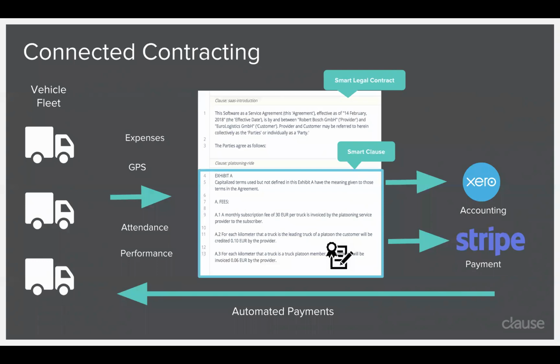So in this scenario, the contract is talking to the accounting system, which is Xero in this case. And when the contract needs to make a payment between the contracting parties, it's using Stripe as the payment mechanism. So that's, in a single slide, the high level overview of the platform. And this notion of the smart clause is something Matt will revisit in his demo.